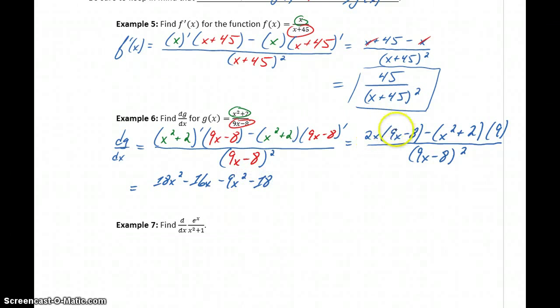So taking the 2x and distributing it through the 9x minus 8, and taking the 9 and distributing it through the x squared plus 2, and then also distributing that negative through. So if we wanted to, we could rewrite this portion as minus 9 times x squared plus 2. So just rearranging that order to see that distribution a little bit better. Over 9x minus 8 squared.